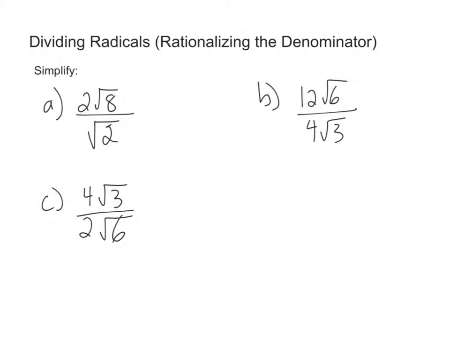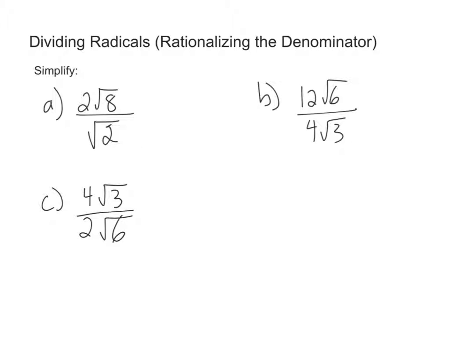So the general rule for when you're dividing radicals is that it's actually the same rule as when you're multiplying. It's coefficient by coefficient, so coefficient divided by coefficient, radicand divided by radicand. But there's another part to it, which is rationalizing the denominator. And that's the part that we need to learn today.